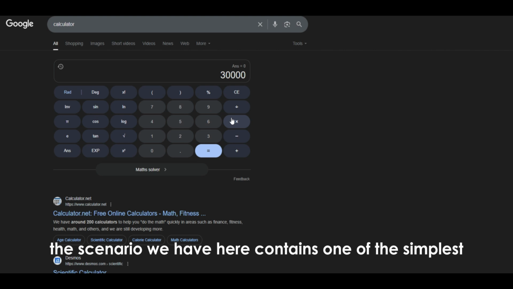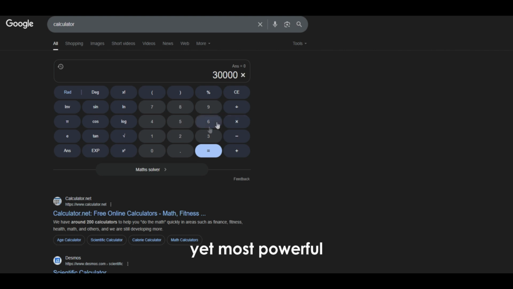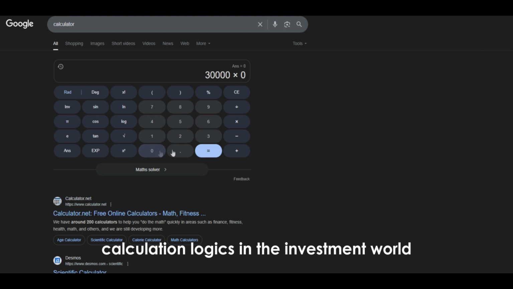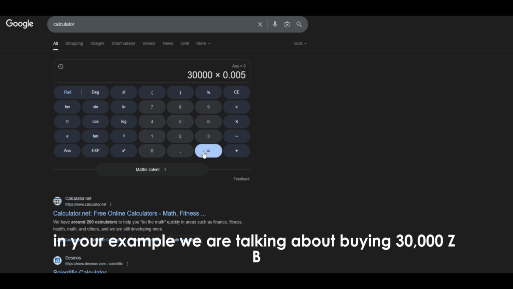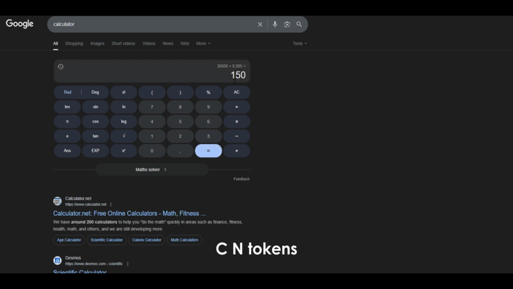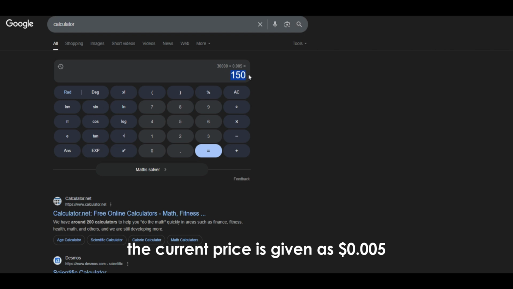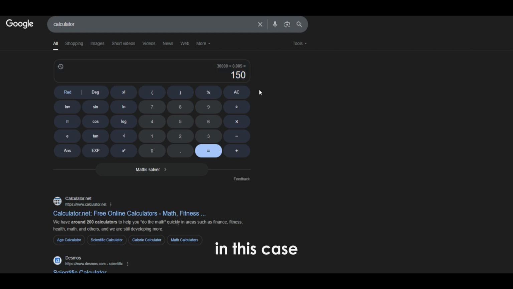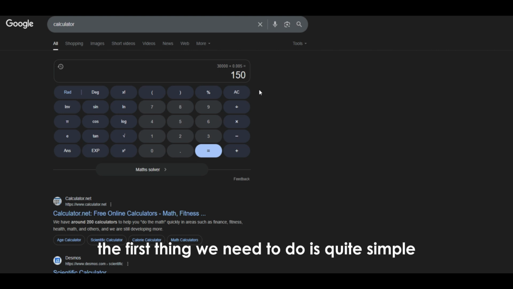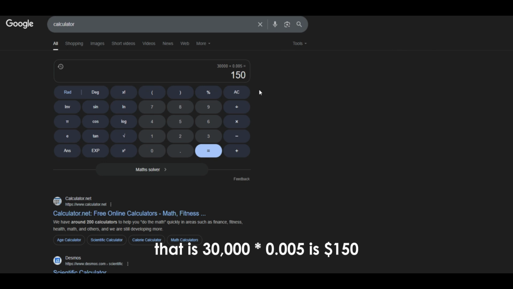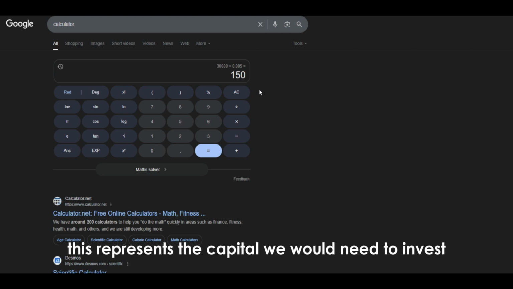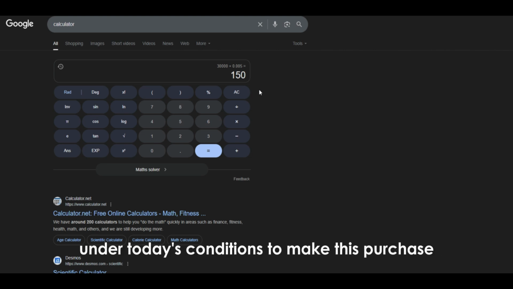The scenario we have here contains one of the simplest yet most powerful calculation logics in the investment world: the difference between the quantity we hold, the current price, and the target price. In your example, we are talking about buying 30,000 Zbcn tokens. The current price is given as $0.005. In this case, the first thing we need to do is quite simple: multiply the quantity by the price. That is, 30,000 times 0.005 is $150. This represents the capital we would need to invest under today's conditions to make this purchase.